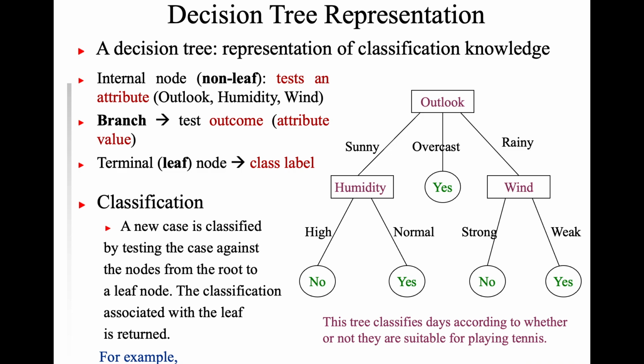We said that it's top down, so we start from the top. The outlook is sunny, so it goes to the left branch. Now the temperature is mild, which we don't have in our tree. We have humidity. Humidity is high, so it again goes to the left branch after humidity, and so the answer is no. If the weather outlook is sunny but the humidity is high, it's not suitable for playing tennis.